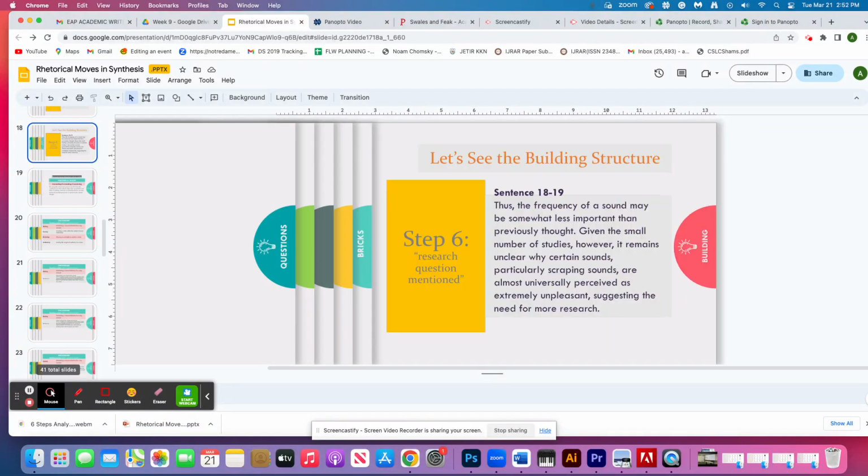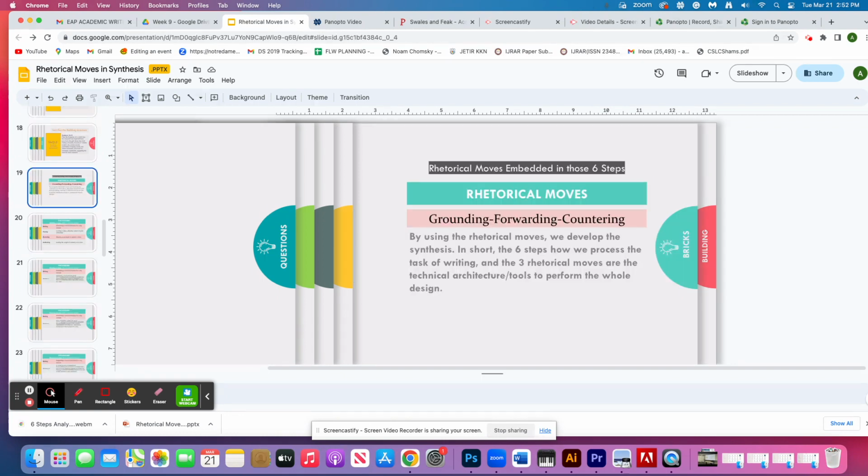Hello, everyone. We just have discussed the 6 steps in literature review. Now, in those 6 steps, we can use a metaphor of a building. So, the 6 steps, we can say the building of the literature review. Now, the bricks in that building would be rhetorical moves that we discussed very earlier.